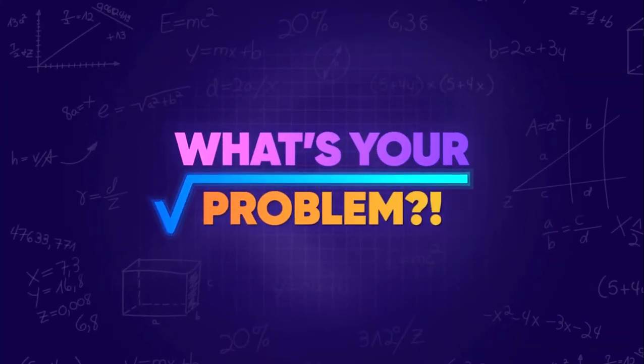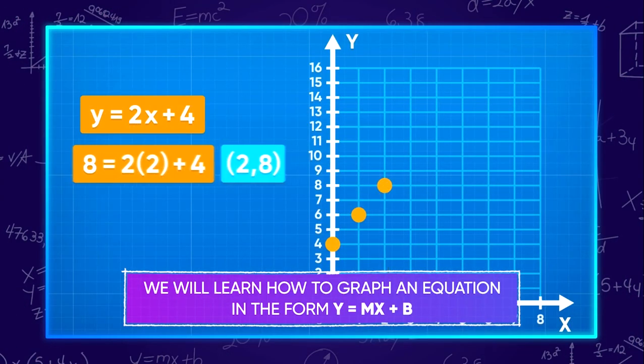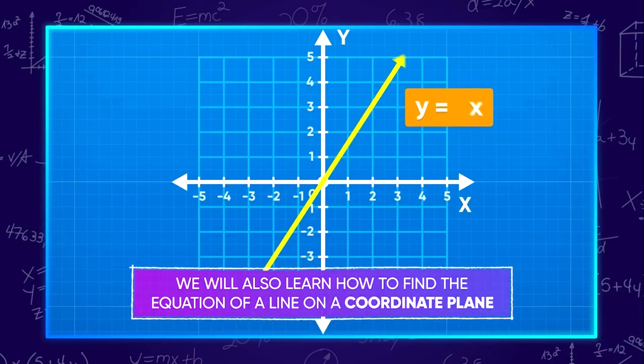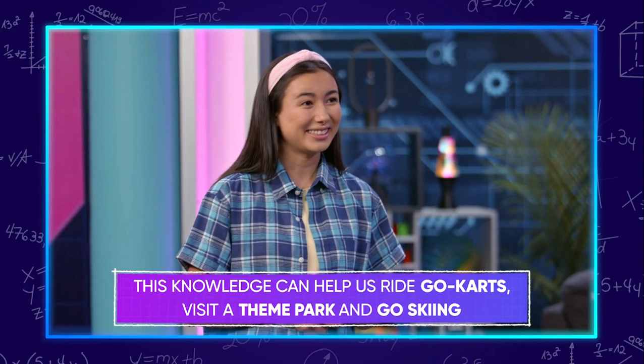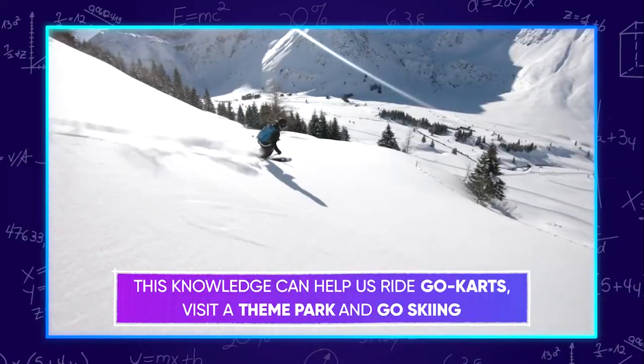Today on What's Your Problem? We'll learn how to graph an equation in the form y equals mx plus b. We'll also learn how to find the equation of a line on a coordinate plane. And we'll see how this knowledge can help us ride go-karts, visit a theme park, and go skiing.